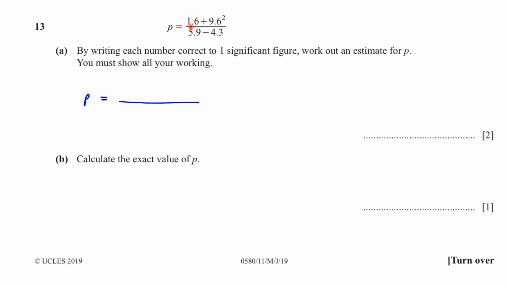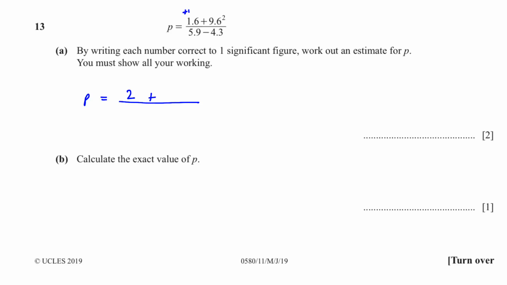1.6, if you round it to one significant figure, you have only one number here. After the decimal is 6. If you have a number which is 5 or more, you add 1 to the previous number. So you will get 2.